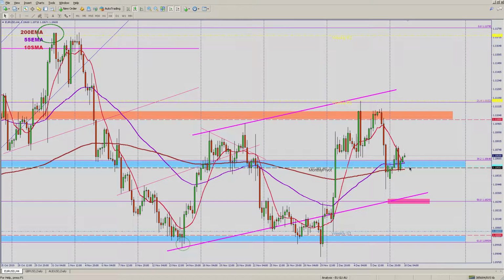So if this zone gives way, then the next support level is going to be at the lower channel trend line and right near the 50 fib retracement level here at 110.29, and above that, if it continues higher up, then it's going to retest the 111 resistance zone.